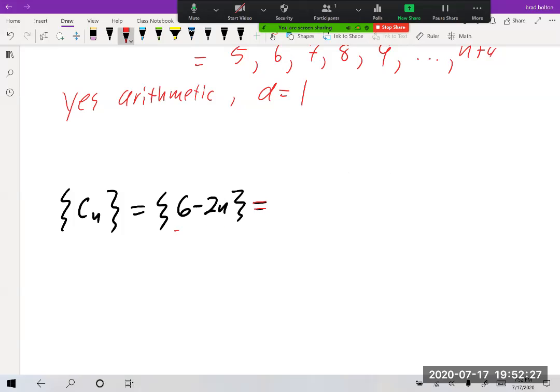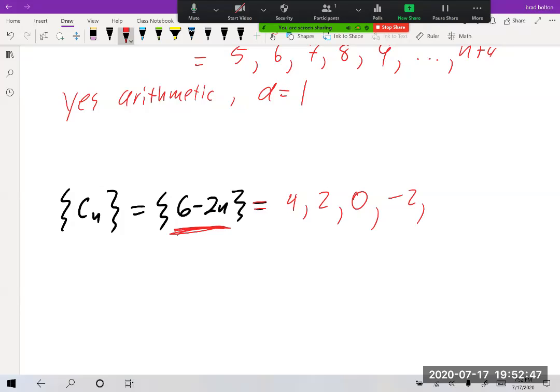So you guys are back, and again, it looks like a linear function. It's similar to it, so we're going to say it's probably arithmetic, but I'm going to write out some terms. So I'm going to plug in 1. So 6 minus 2 would be 4. Plug in 2. 6 minus 4 would be 2. Plug in 3. 6 minus 6 would be 0. Plug in 4. 6 minus 8 would be negative 2.